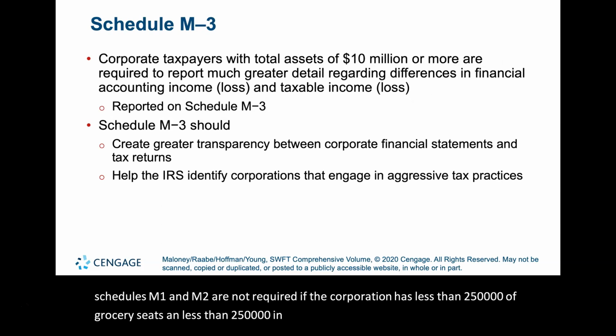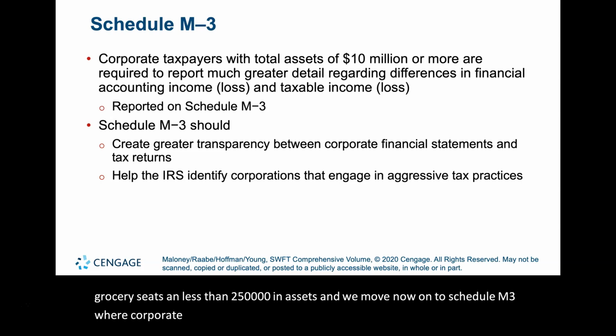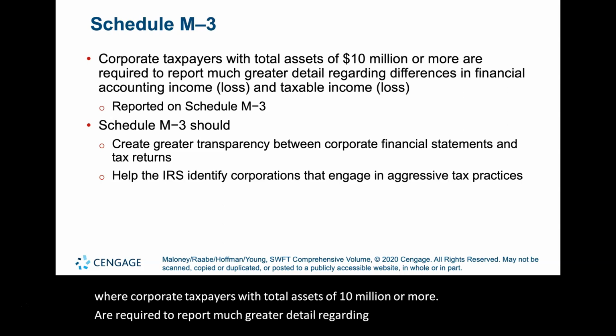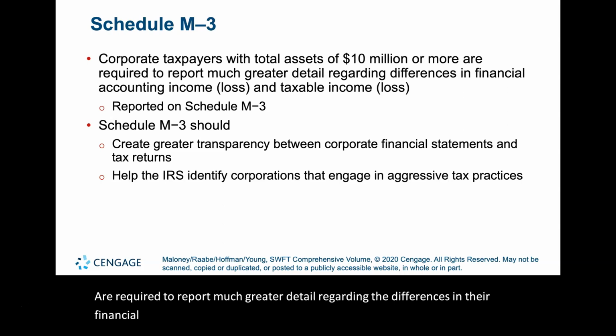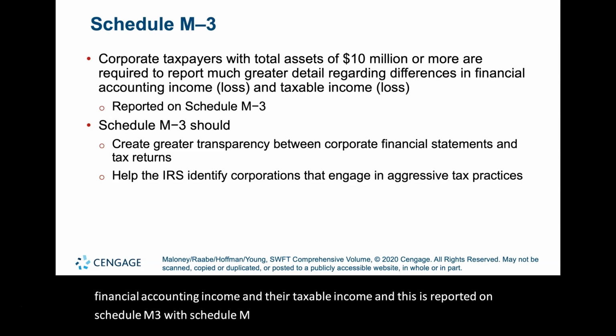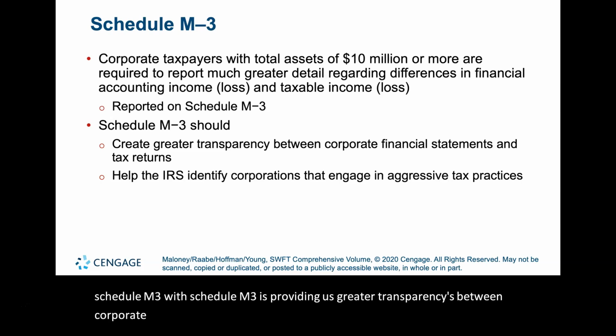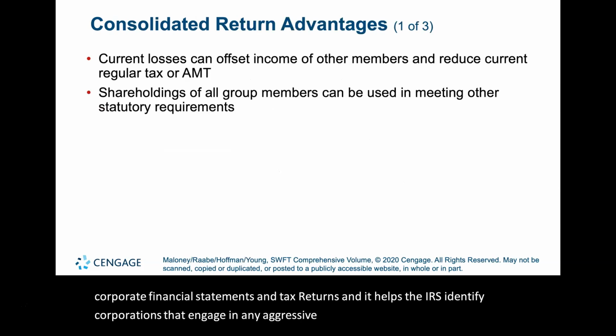And we move now on to Schedule M-3, where corporate taxpayers with total assets of $10 million or more are required to report much greater detail regarding the differences in their financial accounting income and their taxable income. And this is reported on Schedule M-3. What Schedule M-3 provides us is greater transparency between corporate financial statements and tax returns, and it helps the IRS identify corporations that engage in any aggressive tax practices.